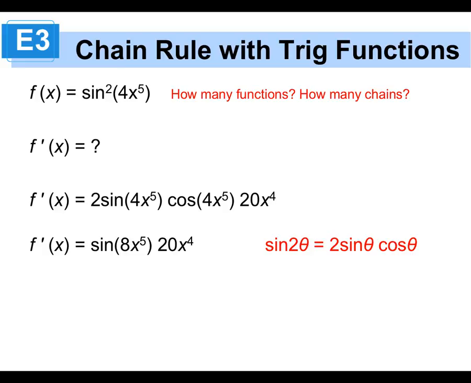Now, for some reason, your book loves this identity. There's a trig identity called the double angle identity that says if you have 2 times the sine of something and the cosine of something, you get that. It's not the end of the world if you don't know it, but I just don't want you freaking out when Bob has a different answer than you, because that's where he would get that answer, by using that identity.